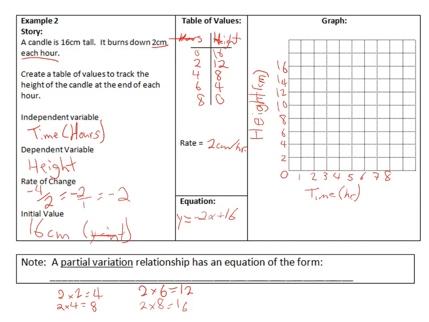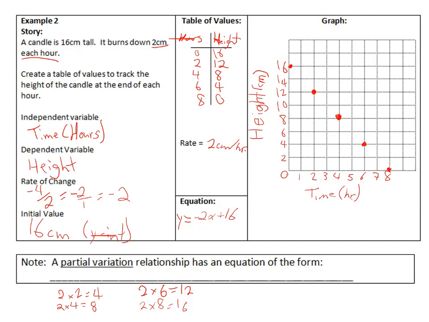Okay, now my graph is set up. We're going to plot our points, and then we're going to draw a line straight through it. At 0, we have 16 centimeters. So at 0 hours, we have 16 centimeters because it hasn't been burning. After 2 hours, we'll be at 12. I'm just pulling these values from the table of values. At 4 hours, we'll be at 8 centimeters. At 6 hours, we'll be at 4 centimeters. And at 8 hours, we'll be at 0 centimeters.